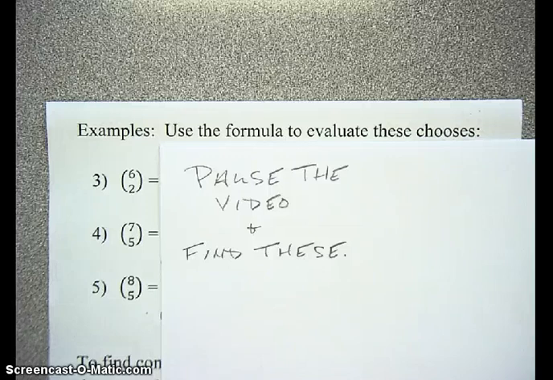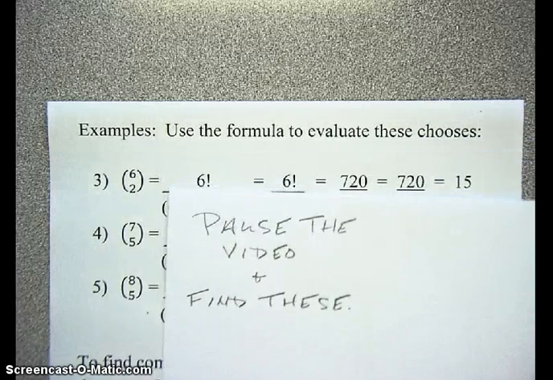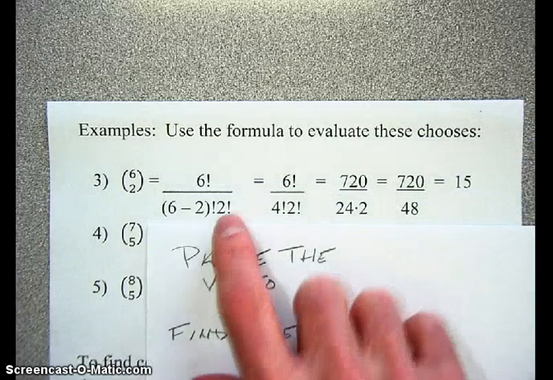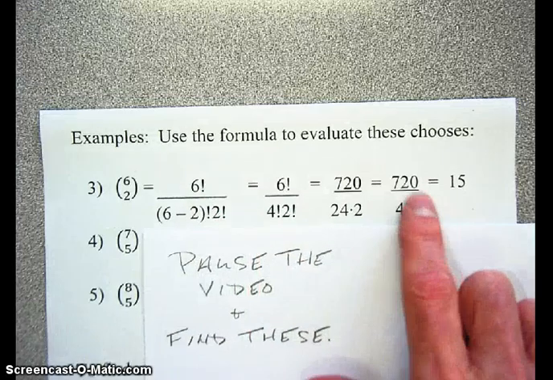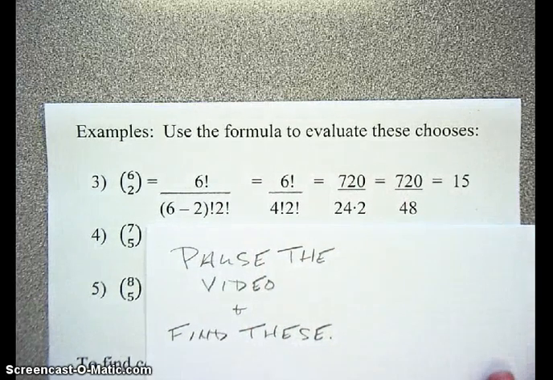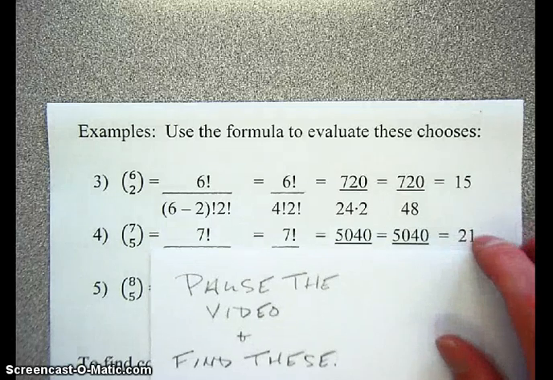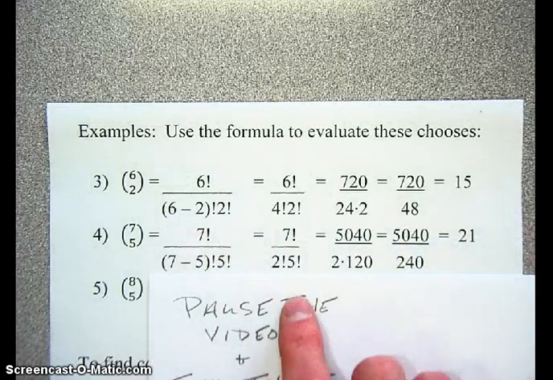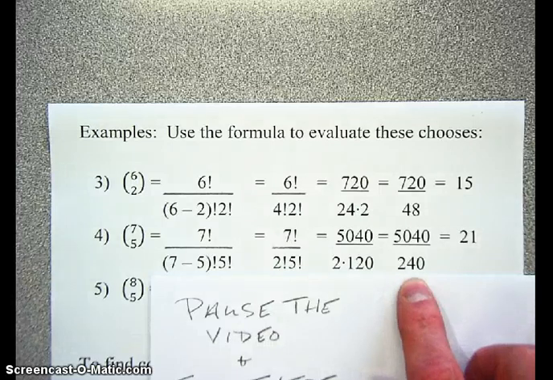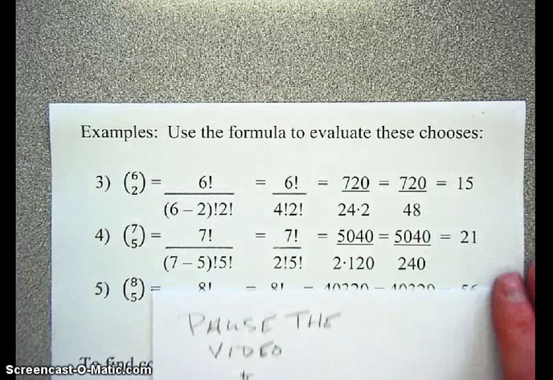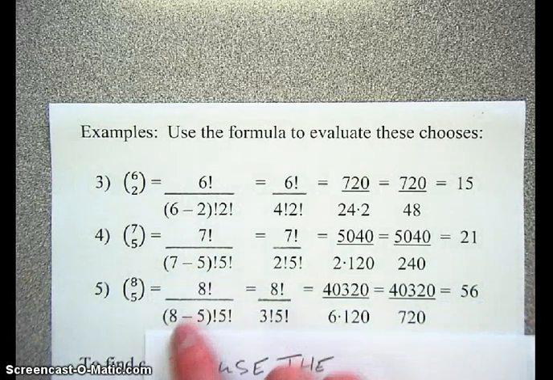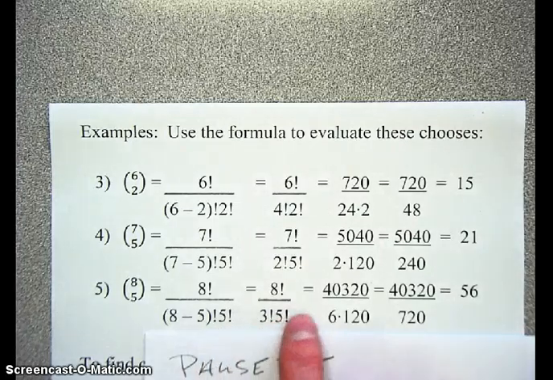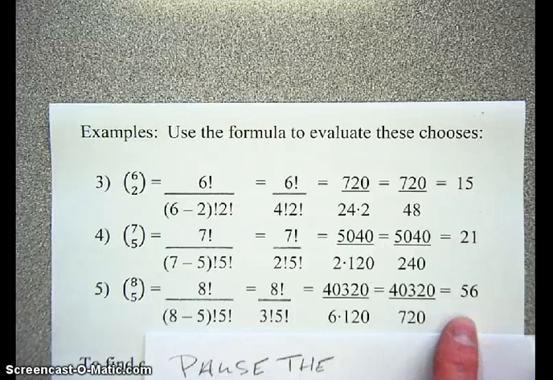Okay, welcome back. 6 choose 2, plug 6 and 2 into the formula. Simplify it down, you get 720 over 48, which is 15. 7 choose 5, you plug 7 and 5 into the formula. You get 5,040 over 240, which is 21. And then 8 choose 5, plug 8 and 5 into the formula for n and r. Simplify, you get 40,320 over 720, which is 56.